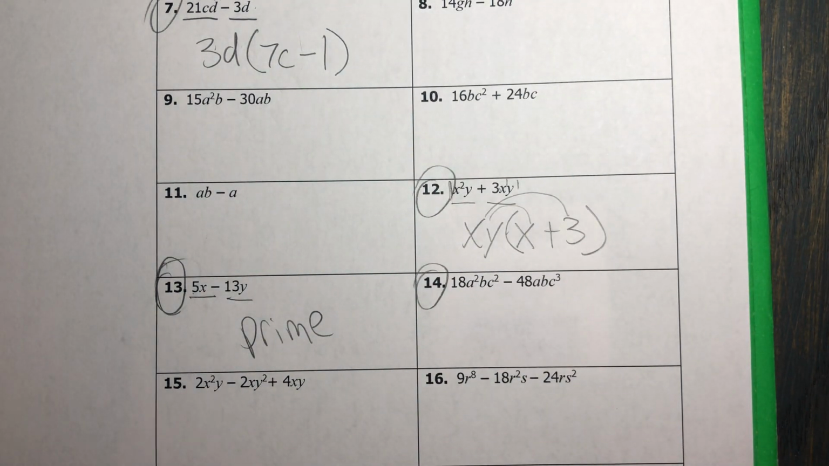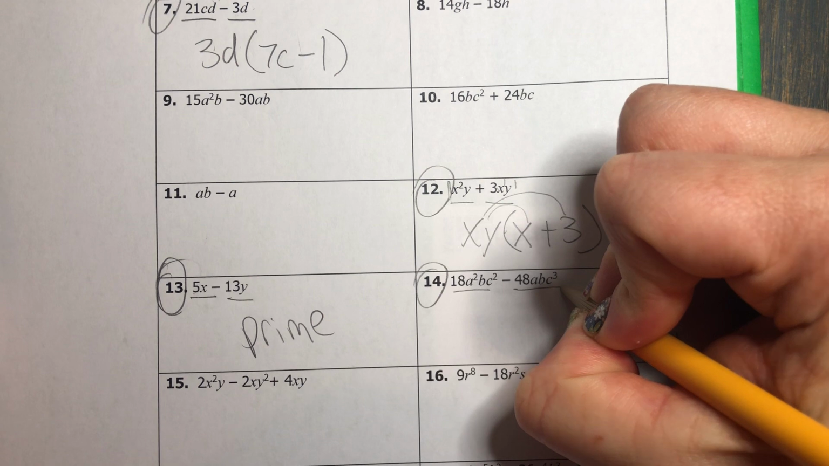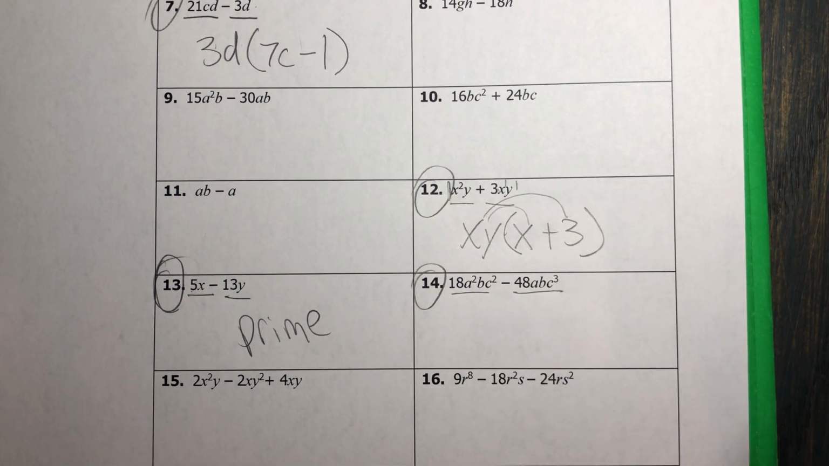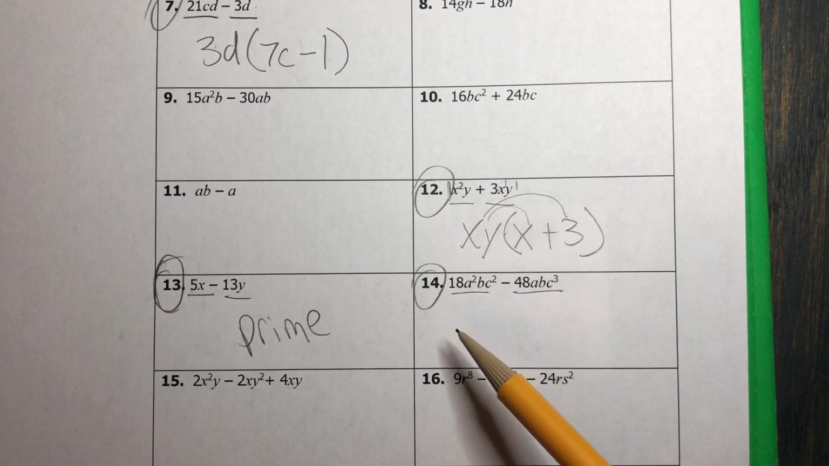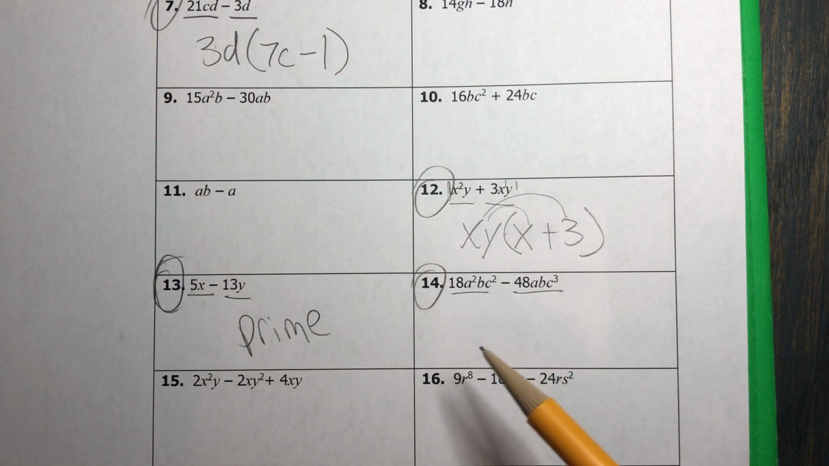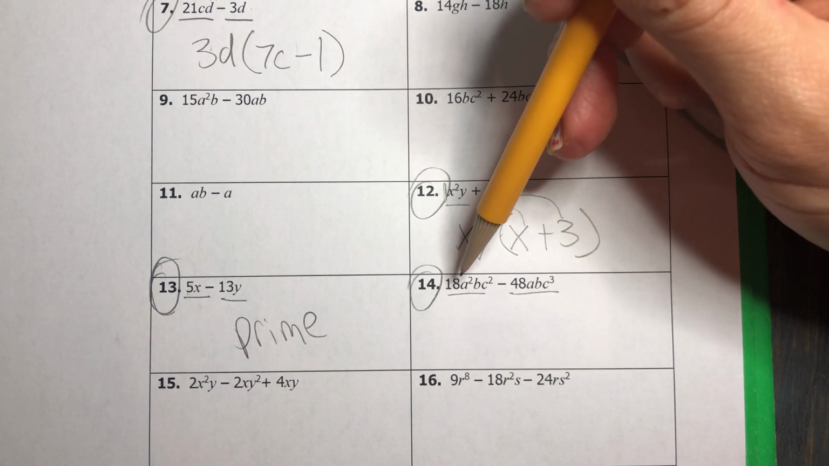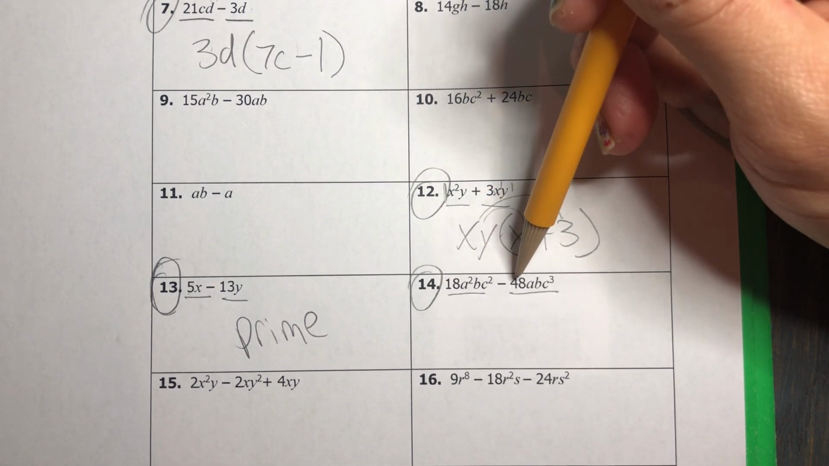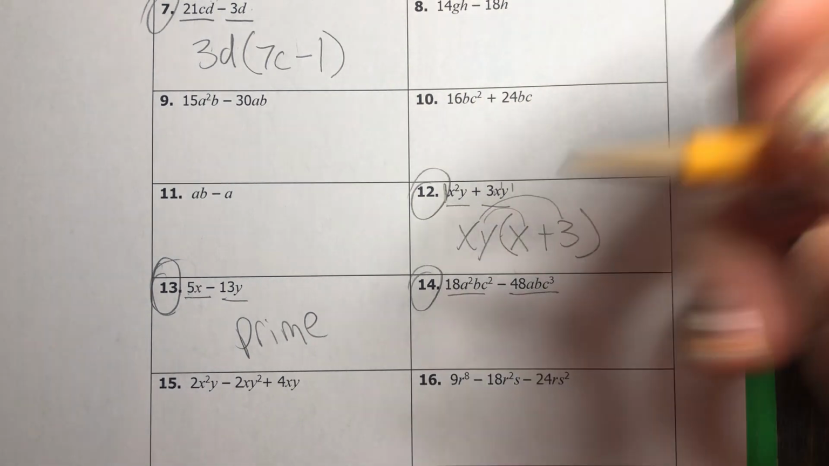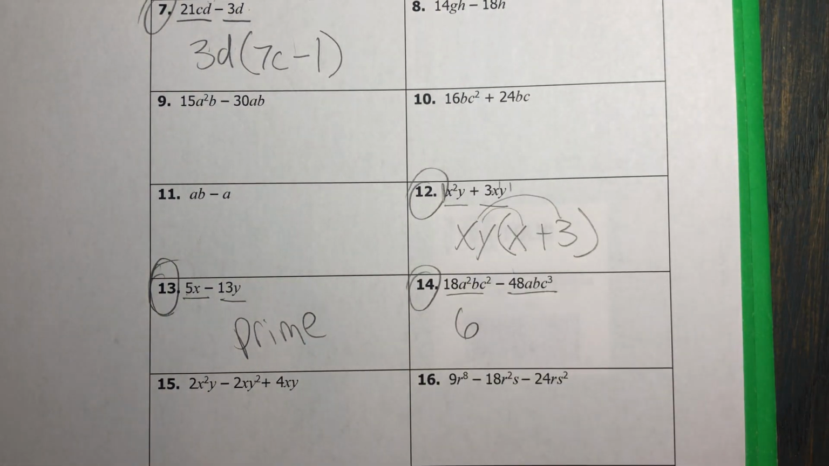Last one's 14. So 14 has 3 letters. It's got an A, B, and C, and they both have A, B, C. So the term that I factor out is going to have an A, a B, and a C. So let's look at the numbers in front. What is the biggest number that goes into both 18 and 48? The greatest common factor is a 6.